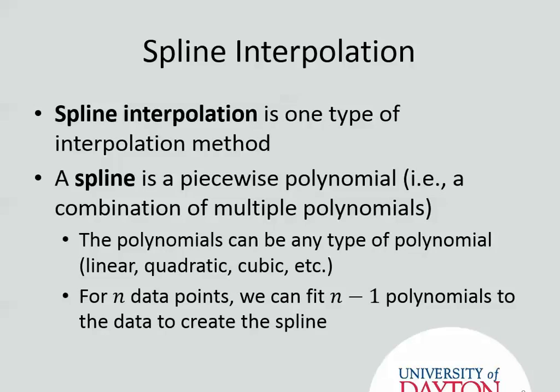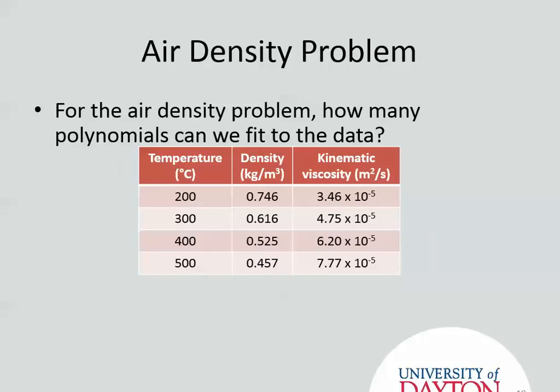For any number of data points we have, n, the general rule is that you can fit one less polynomial to the data than you have data points. The polynomials have to go through the data points we have, and in order to do that, we can always fit one less curve to our data than we have data points. So that's just a general rule.